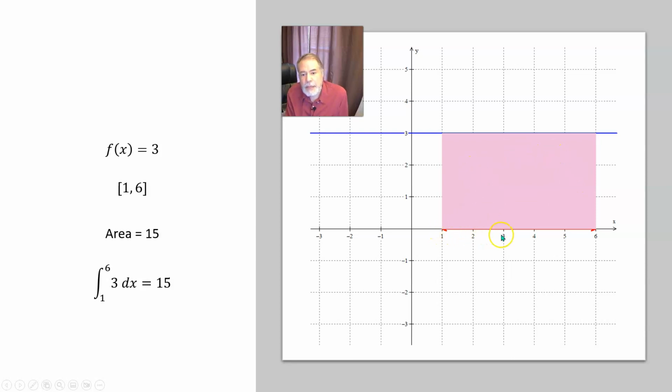The width of that rectangle would be 5 units. And notice that comes from 6 minus 1. To get from where x is 1 to where x is 6, that's a distance of 5 units. And the height of the rectangle is 3. And that comes from f of x being 3, so your y coordinates are all 3, and you go from where y is 0 up to where y is 3. So the area of that rectangle is 15 square units. And so we would say that the integral from 1 to 6 of the function 3 dx equals 15.